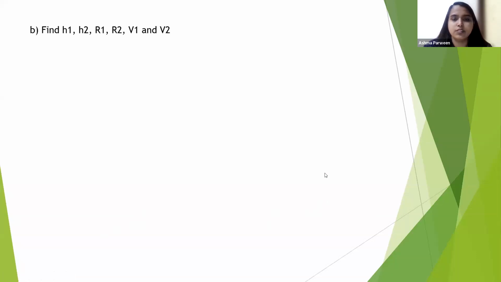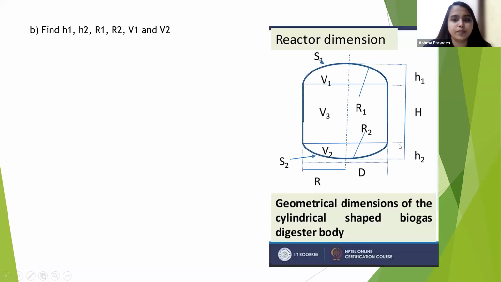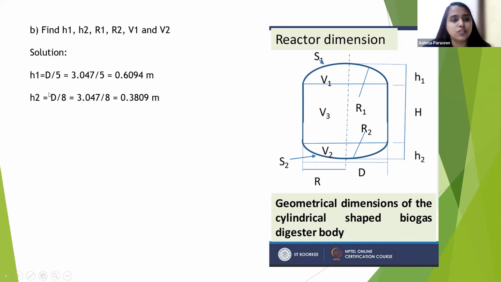So we'll see what is the answer. H1 is given as T by 5. So H1 will be 0.6094 and H2 is given as T by 8. T is 3.047 and we'll get H2 as 0.3809.